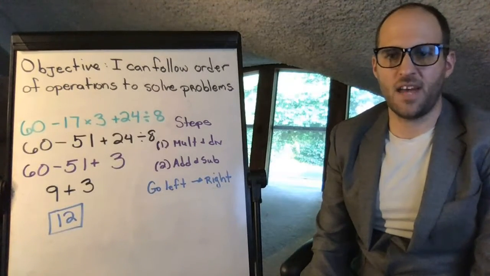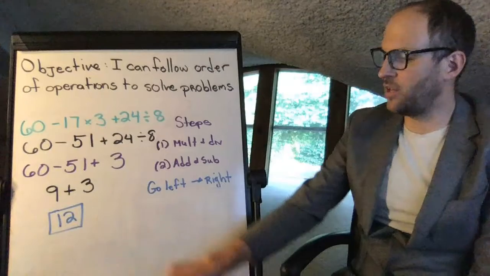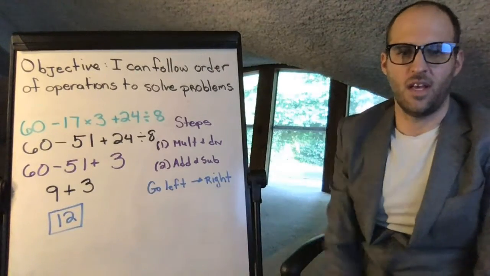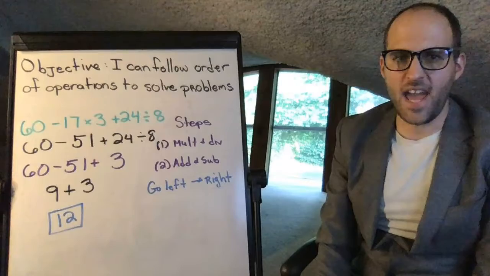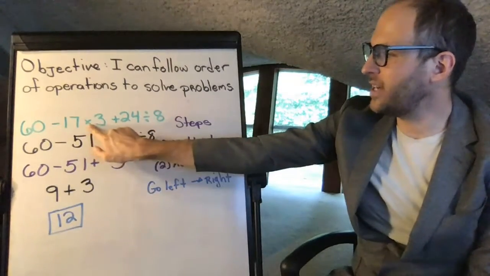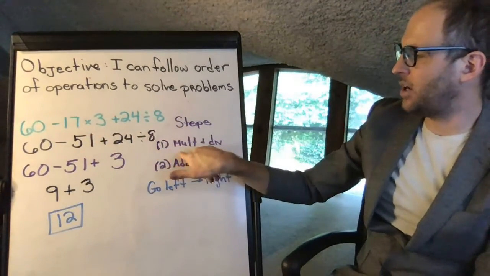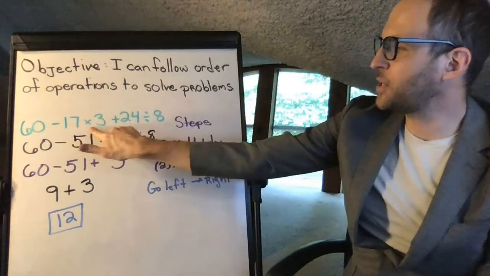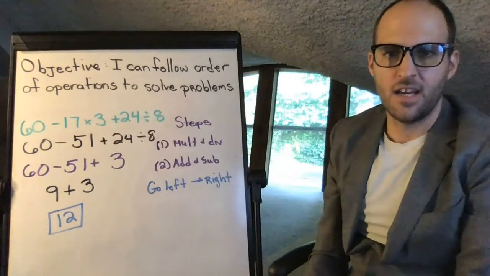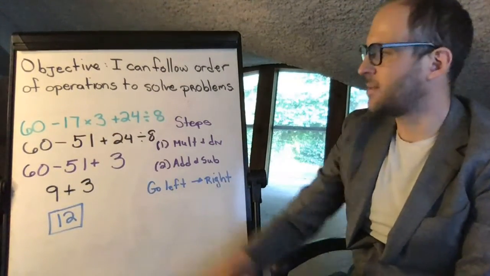Hopefully, if we all did our math correctly, your answer should have ended up being 12. Now let's walk through it step by step to make sure you have it. We have 2 operations that are on the same power here, multiplication and division, which means working from left to right, multiplication comes before division. So I have to do the multiplying first.